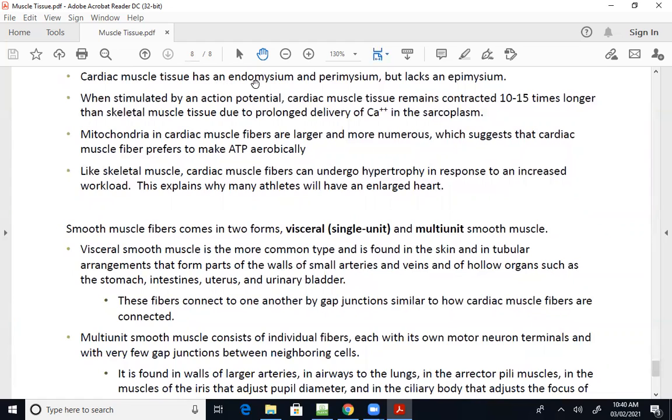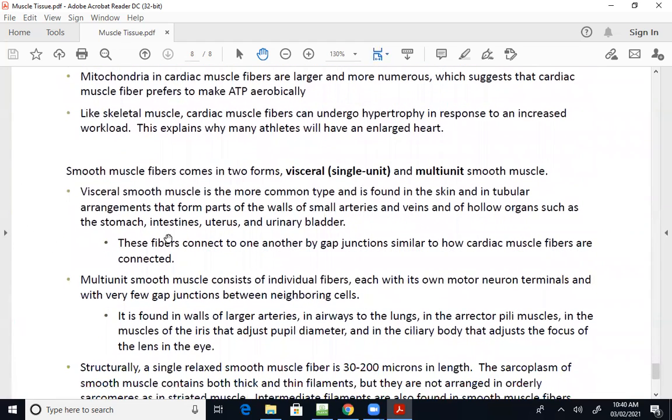Cardiac muscle tissue has an endomysium and a perimysium, but lacks an epimysium. When stimulated by an action potential, cardiac muscle tissue remains contracted 10 to 15 times longer than skeletal muscle tissue because of prolonged calcium release and delivery in the sarcoplasm.